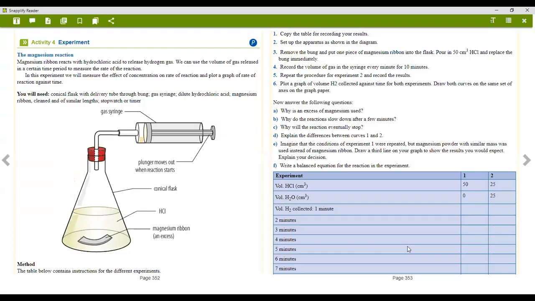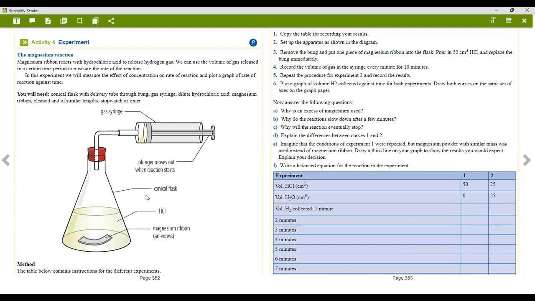Okay. So on number F, it says to write a balanced equation for the reaction. So now we need to write a balanced equation for the reaction, which is a reaction between hydrochloric acid and magnesium. Okay. So we don't have a lot of time anymore. Our time is almost up, but at least we've managed to do some of this work.